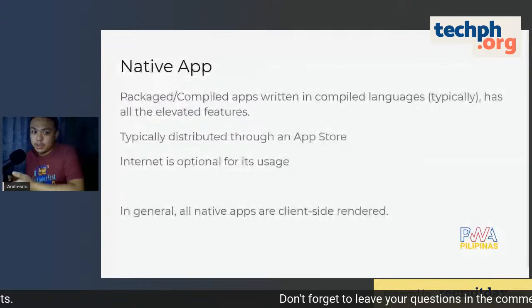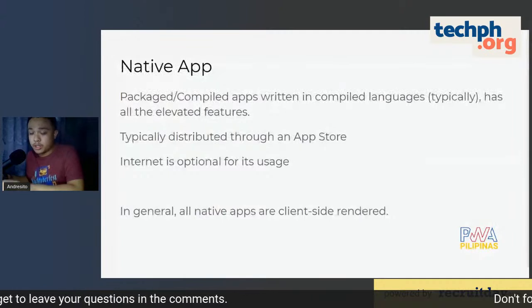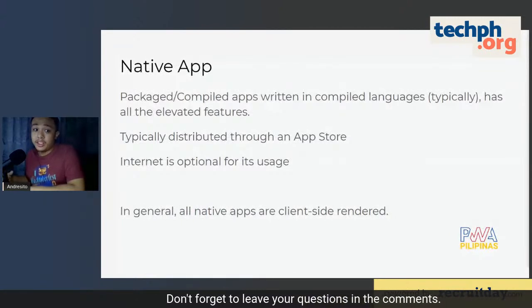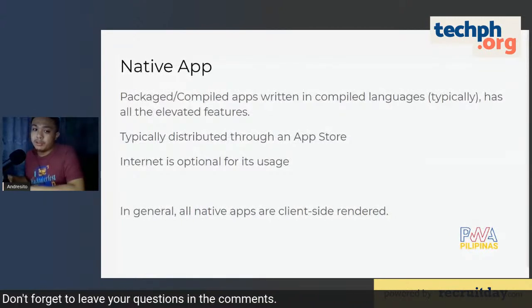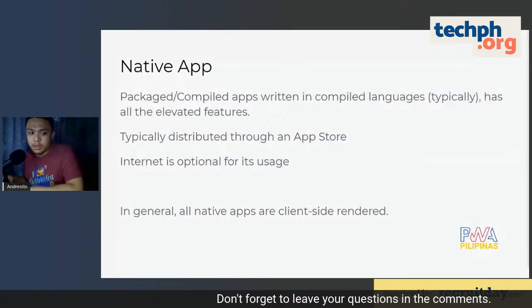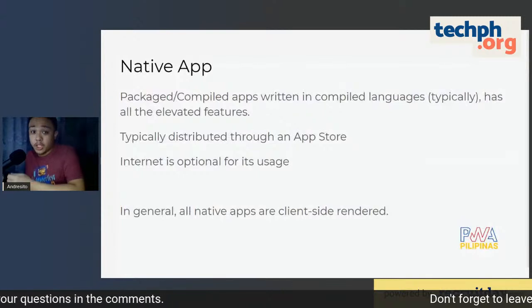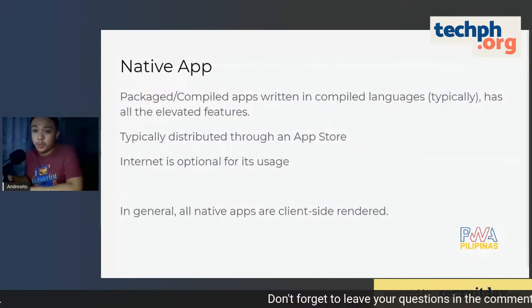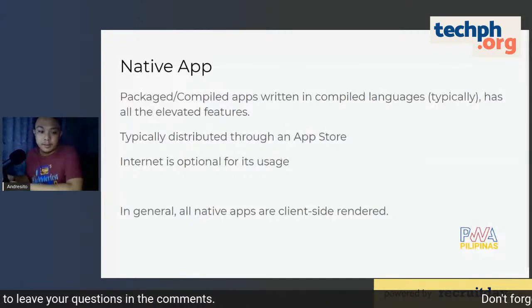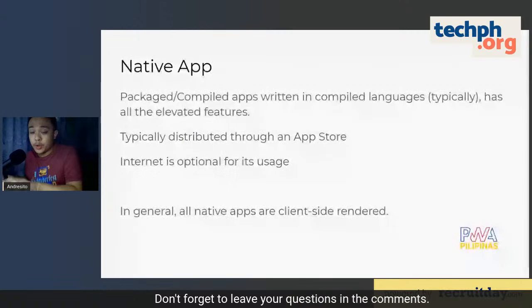So native apps are your typical packaged and compiled apps that are written in a compiled language, typically using Java or Swift or Dart, and they are typically distributed through an app store like Google Play, and such. And also, internet is optional for its usage, except when you need to download them the first time, or when you need to get the data or use the app to do something. So in general, all native apps are client-side rendered. That's why you need to download them first. You need to download the view.